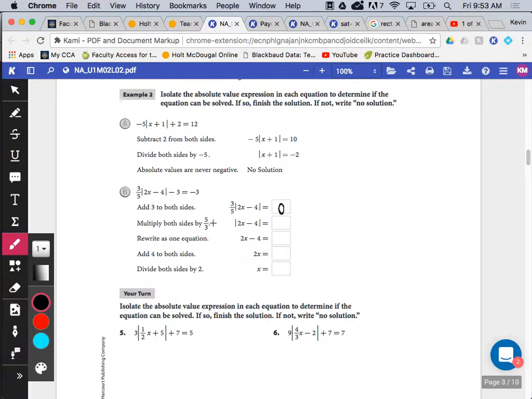Then multiply both sides by 5/3. But what's 0 times anything? 0. Okay, we drop the absolute value. But wait, usually we would rewrite as 0 and negative 0. But that doesn't make any sense. It's just 0, right? Then I'll add 4 to both sides. I get 4. Divide by 2, I get 2.